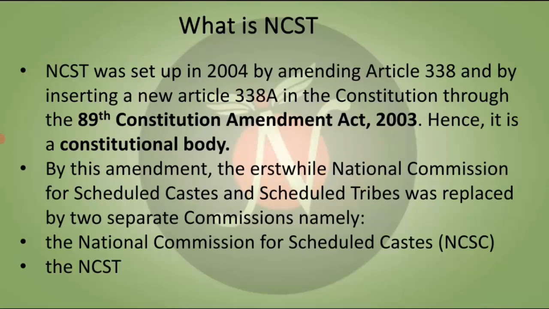Now, what is NCST? The NCST was set up in 2004 by amending Article 338 and inserting a new Article 338A in the Constitution through the 89th Constitution Amendment Act of 2003. Hence, it is a constitutional body. So NCST is a constitutional body. By this amendment, the erstwhile National Commission for Scheduled Castes and Scheduled Tribes was replaced and split into two. One was the National Commission for Scheduled Castes and the other became the National Commission for Scheduled Tribes.